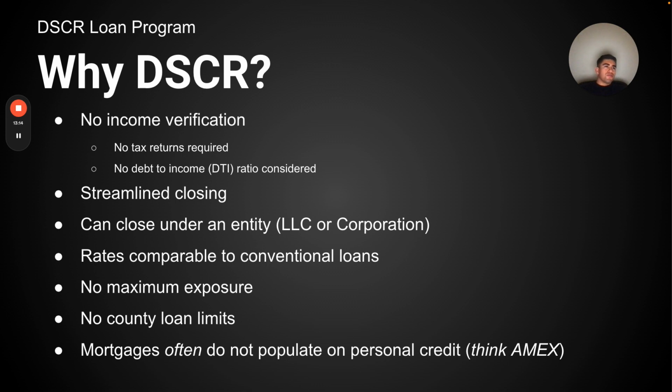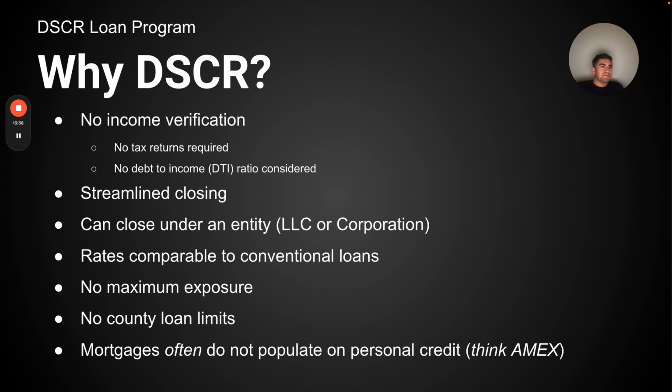Okay. Fourth point here, rates are comparable to conventional loans for investment properties. I'm not going to sit here and say that the rates are pretty much on par with a conventional loan as a primary residence. Whenever you're buying a primary residence, the rates are a lot better. Okay, but it is comparable to conventional for investment properties.